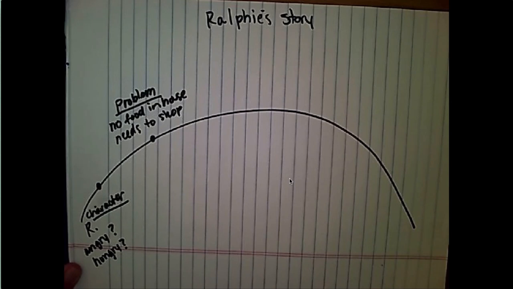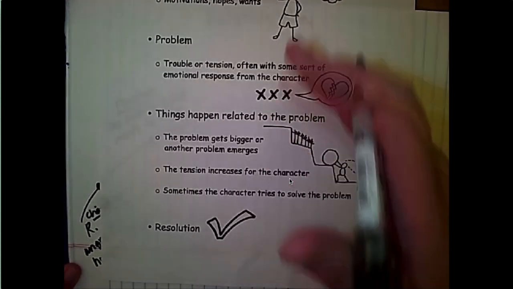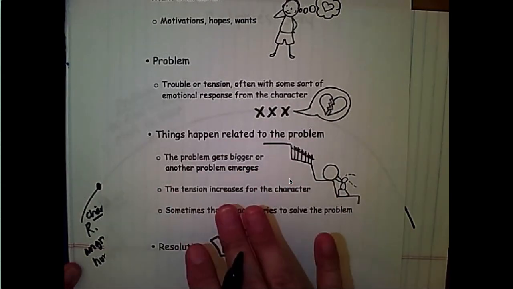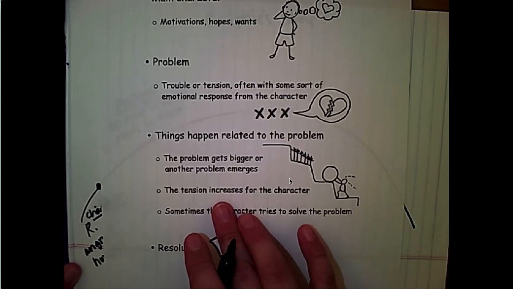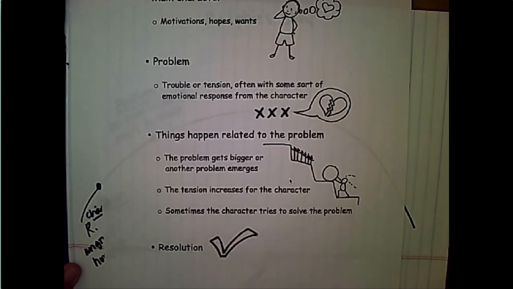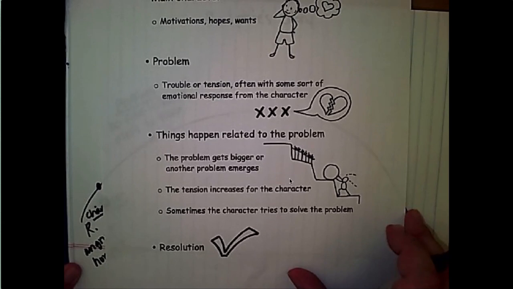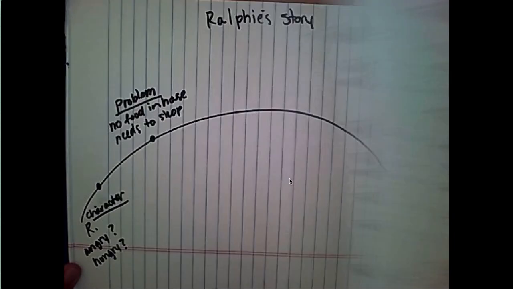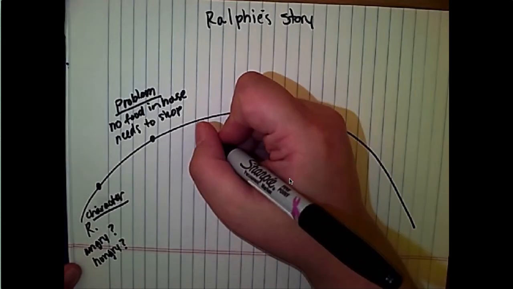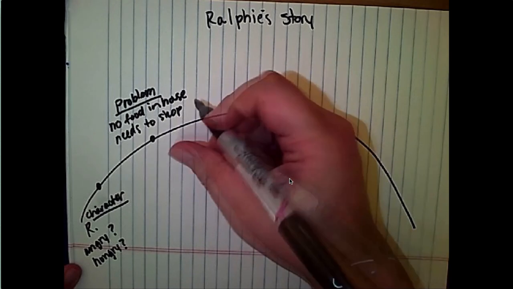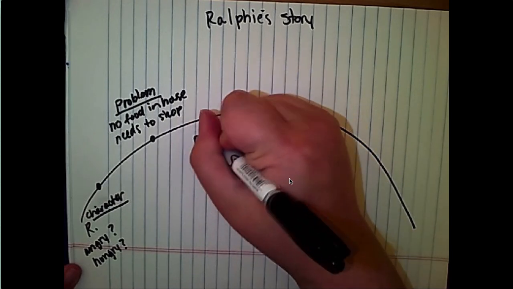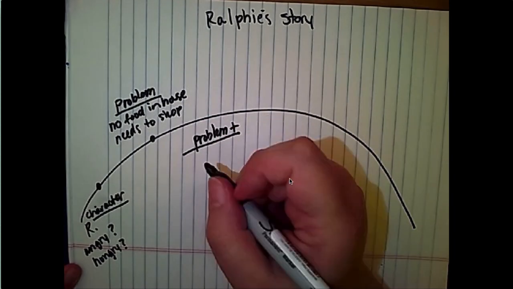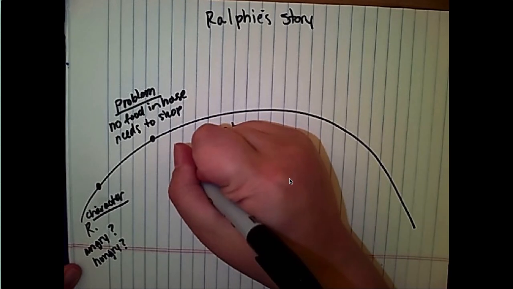All right. Now, as we go on, once we've established the main character and the problem, there are things that happen that are related to the problem. So the problem may get bigger, maybe the tension increases for the character, or sometimes the character tries to solve the problem. Well, I definitely see that Ralphie tries to solve the problem of no food because he gets himself together and he goes to shop. So I'm going to say over here, problem, and I'm going to put a plus because this is something that is related to the problem. Has to shop.